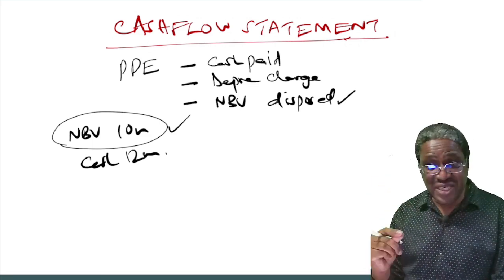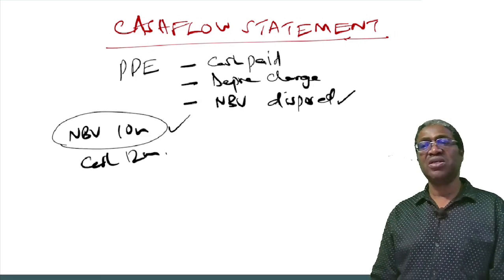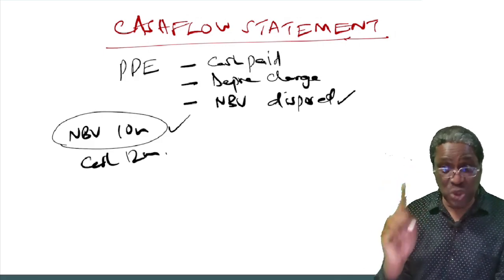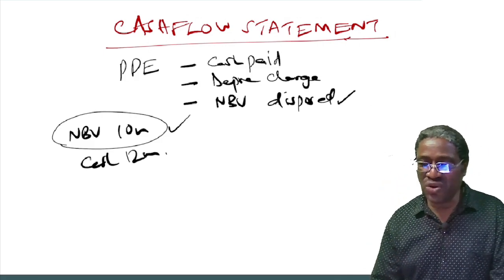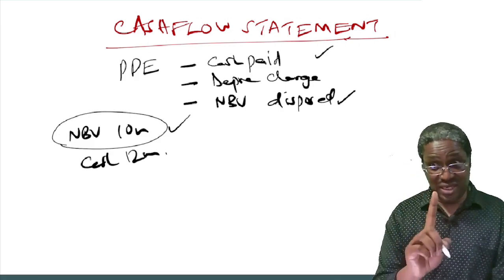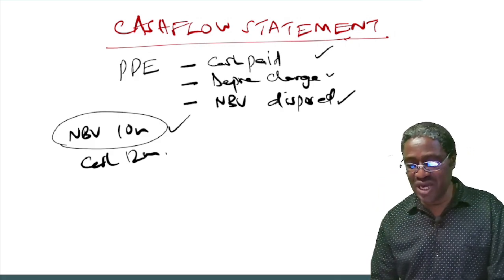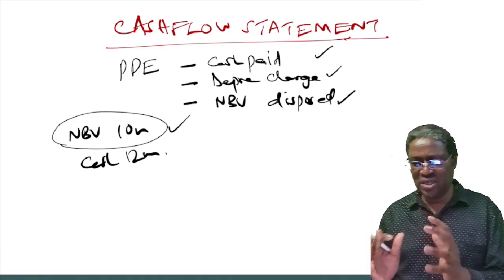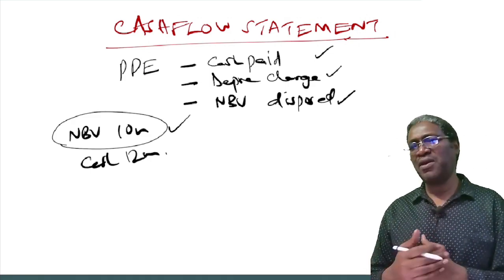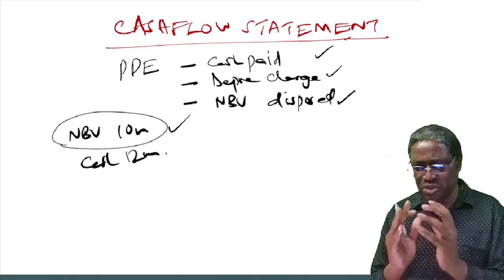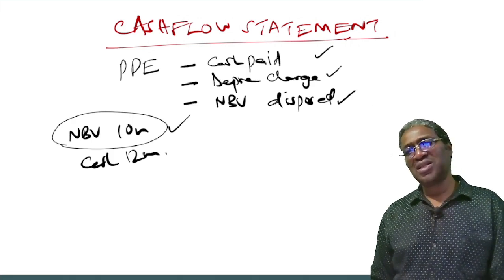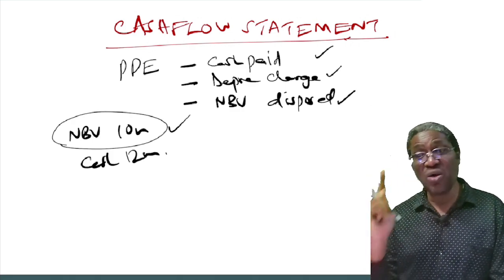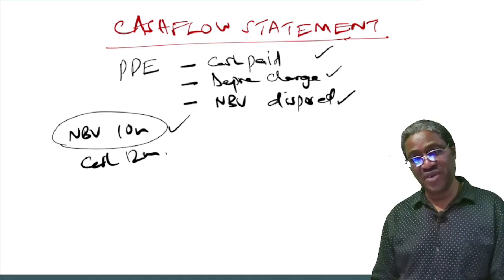So it's your responsibility, as we said in the main class, you remember, to ask yourself which one among them you are not given. If you are not given the cash paid to acquire new ones, get it. If you are not given the depreciation charge for the year, get it. Now listen, I don't have to remind you what we said when we were tackling this topic. But in most of your past paper questions, you find that there is one among the three items which may not be given.